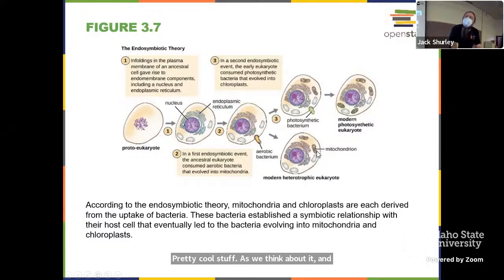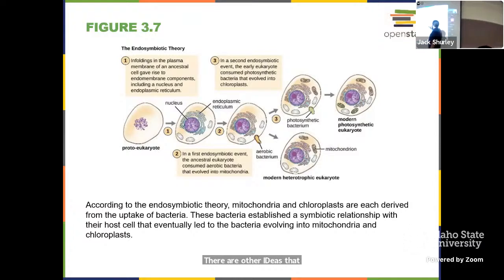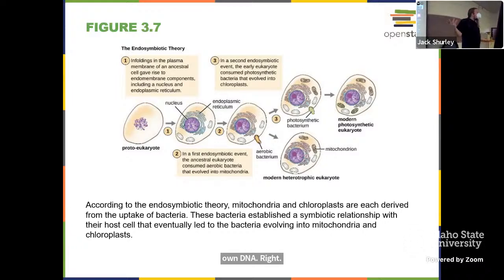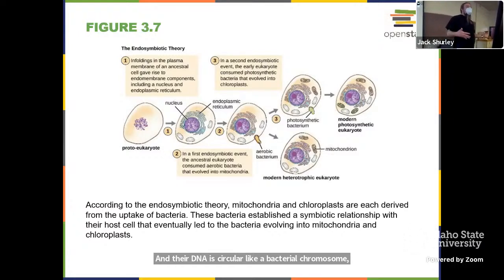And with that said, a symbiote, you can't live without your symbiote. You can take the mitochondria out of a eukaryotic cell and you can watch both die, right? They can't live on their own, right? There are other ideas that help to solidify this as we look at the details of the DNA. Mitochondria have their own DNA, right? And their DNA is circular, like a bacterial chromosome, because these suckers were once bacteria, right? And they're inside of eukaryotic cells with linear chromosomes, right?